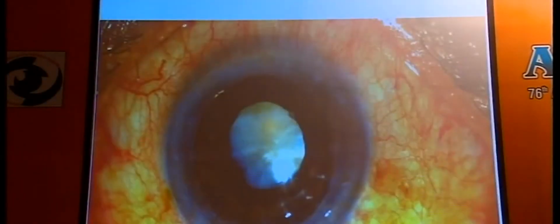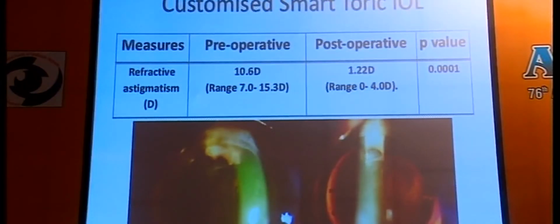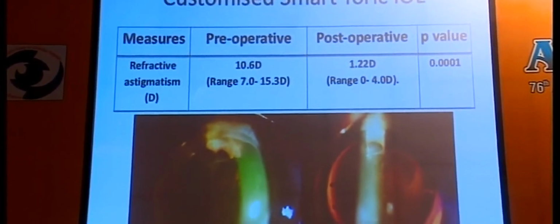So this was a suture related infiltrate which we managed in a pediatric patient, who came back with another infiltrate, and then finally right now she's doing well. I'm just anticipating when she will be back with another one. So cataract after PK we have discussed intensively. Just one thing that we want to talk about is a customized smart toric IOL which has come up. No financial interest here, but we have managed astigmatism in the range of 7 to 15 diopters with very good results.